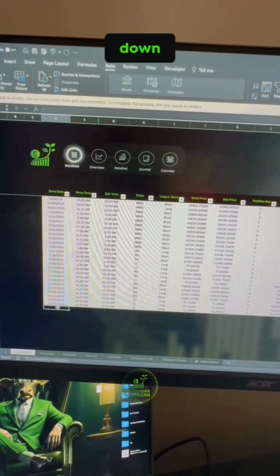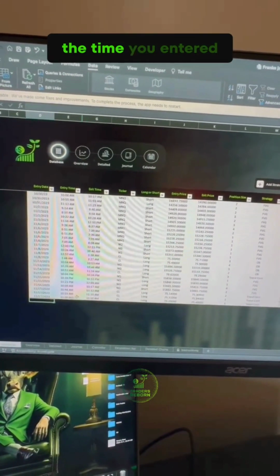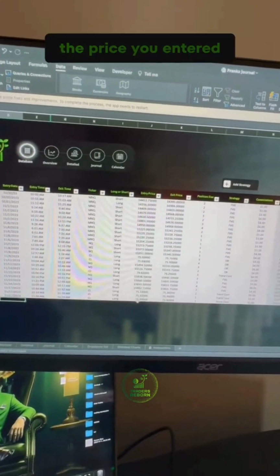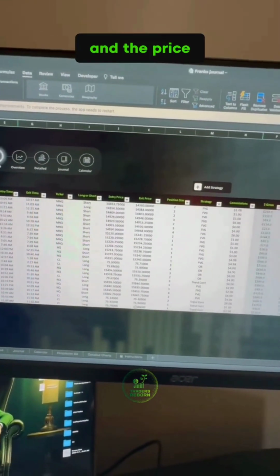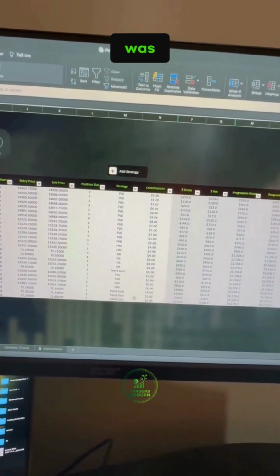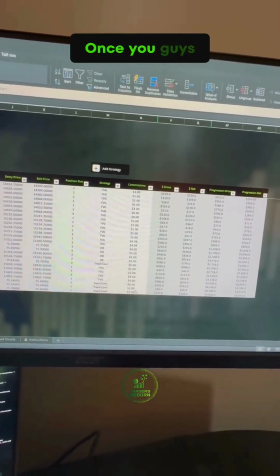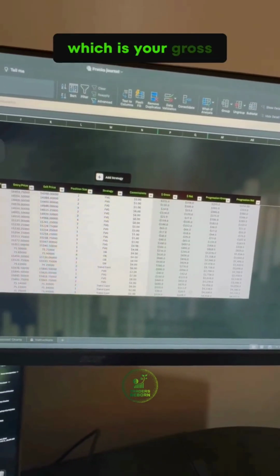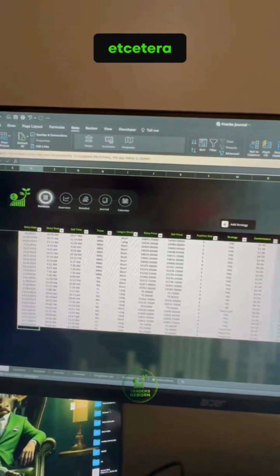Pick the next line down, enter the date, the time you entered, exited, the ticker, long or short, the price you entered at and the price you closed your position at, how many contracts you used, what your strategy was, and what the commissions were. Once you do that, it's going to total the rest of these numbers up over here for you, which is your gross, your net, your progression, etc.